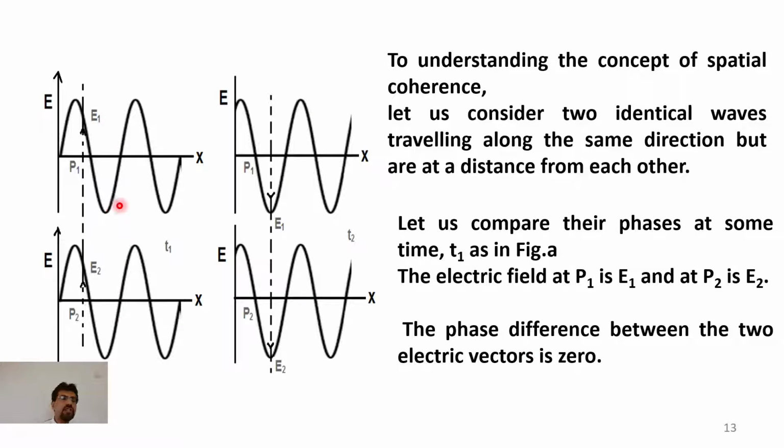Therefore from this figure we can say that the phase difference between these two electric field vectors is 0, because at these 2 points, P1 and P2, the phases of these two waves are the same. Therefore the phase difference between these two waves at these two different points is the same here.